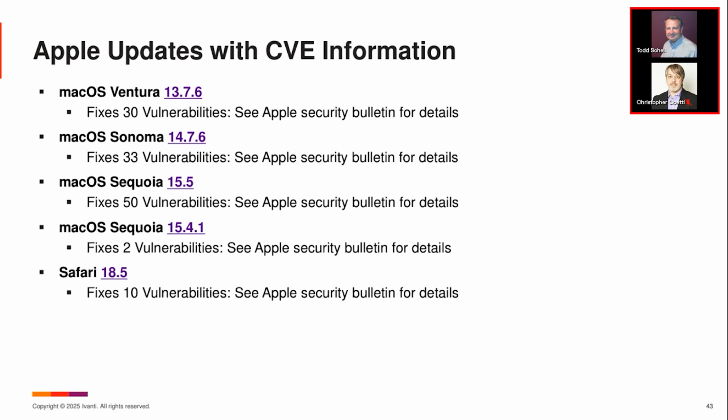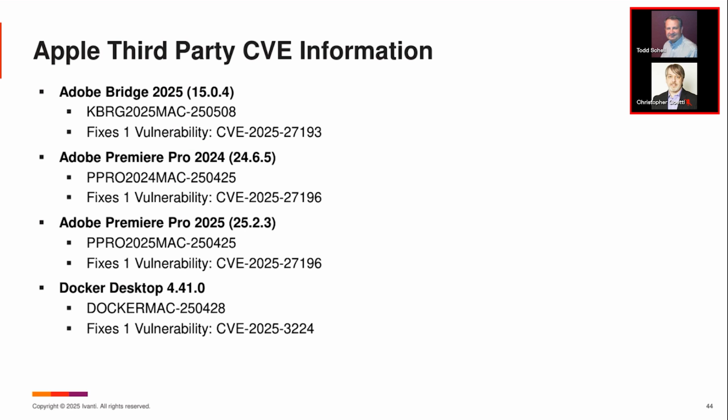And there was a separate update for Safari. Generally, the Sequoia updates include the Safari updates. So you'll generally see the Safari 18.5 for Ventura and Sonoma advertised separately. So you want to make sure you include that when you go through and do your updates on those operating systems.